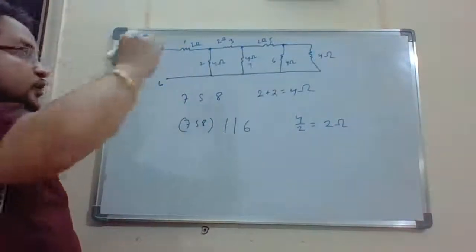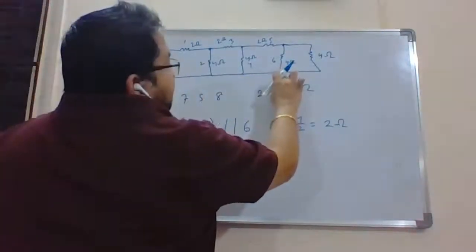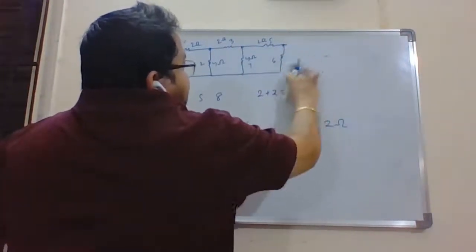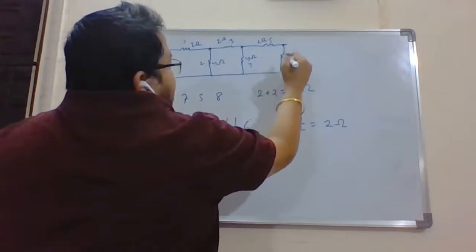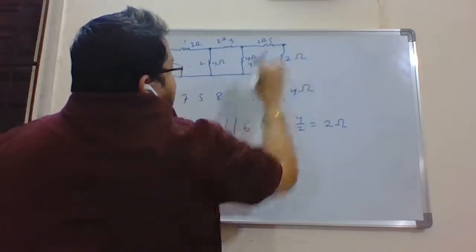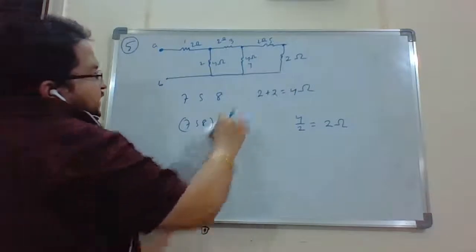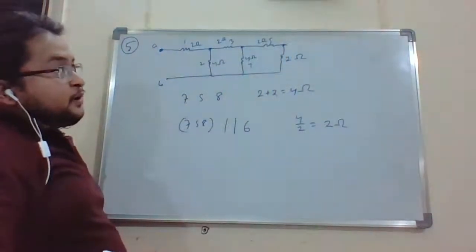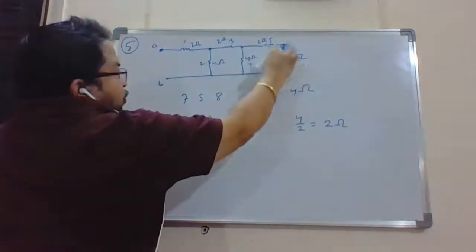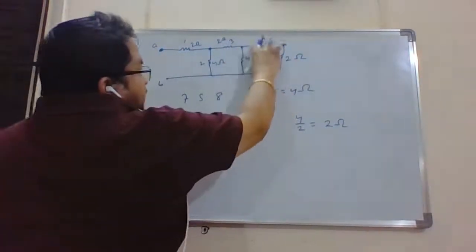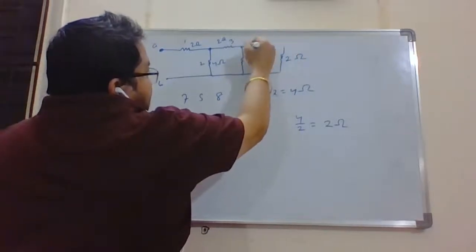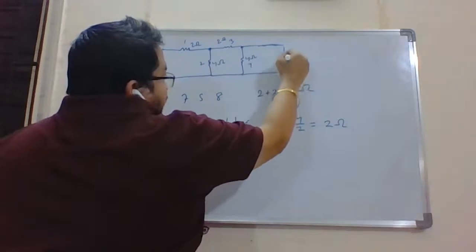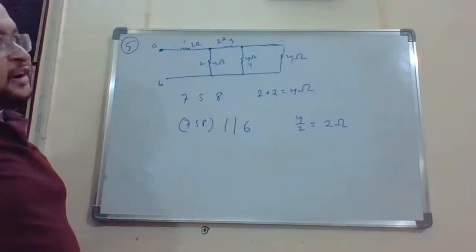Okay, now if that is 2 ohm, then obviously we can delete both of these 6 and the entire thing, and I can write 2 ohm there. Now again, this 2 ohm is in series with resistor number 5, which is nothing but 2 ohm plus 2 ohm equals 4 ohm. So I will delete both of these and put a 4 ohm resistor here because they are in series.